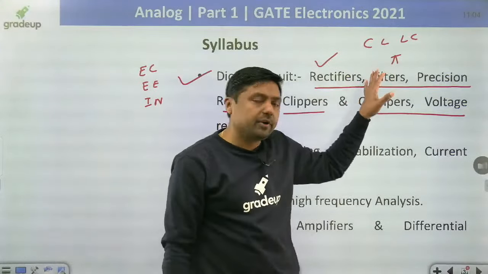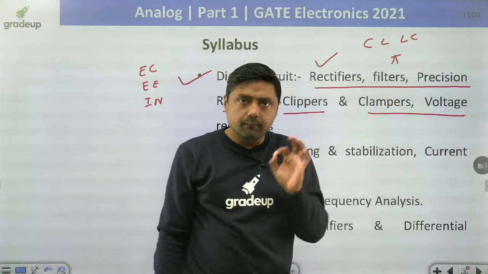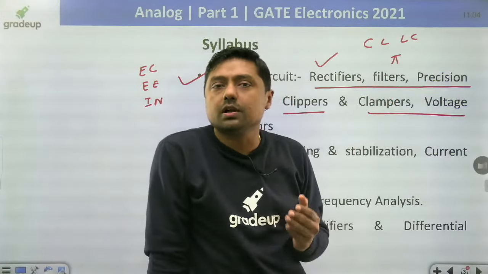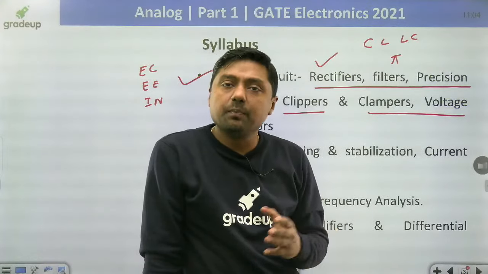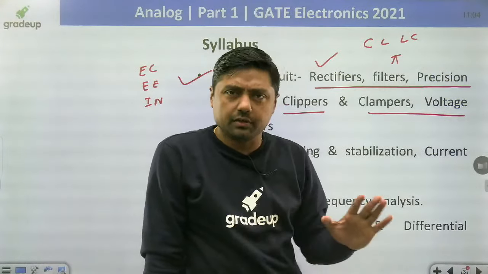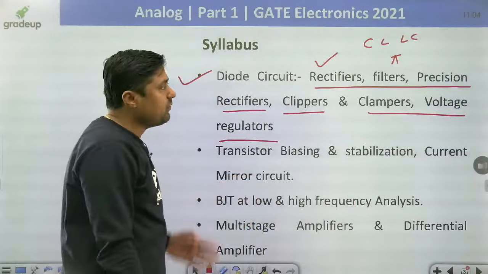Complete derivation and complete formulas for C filters: what is the ripple factor, what is the ripple voltage, what about the ripple frequency and everything. Crest factor, form factor, ripple factor.